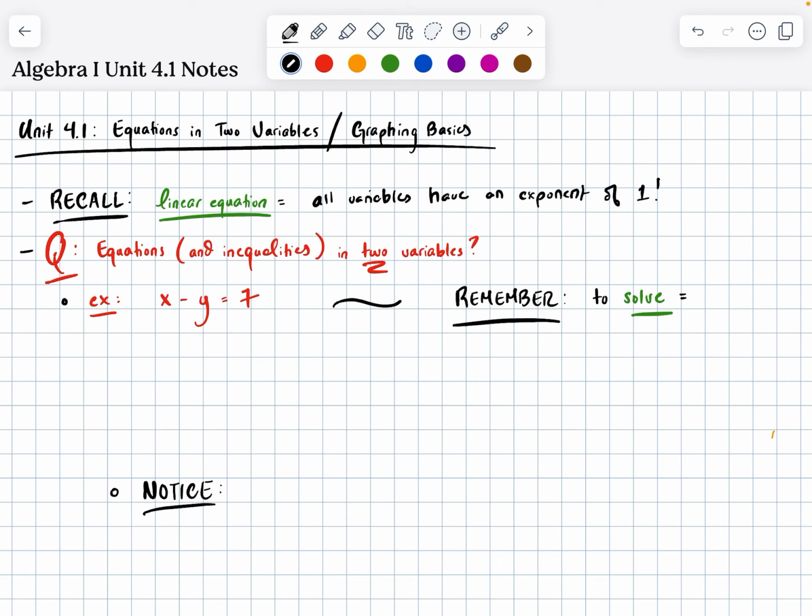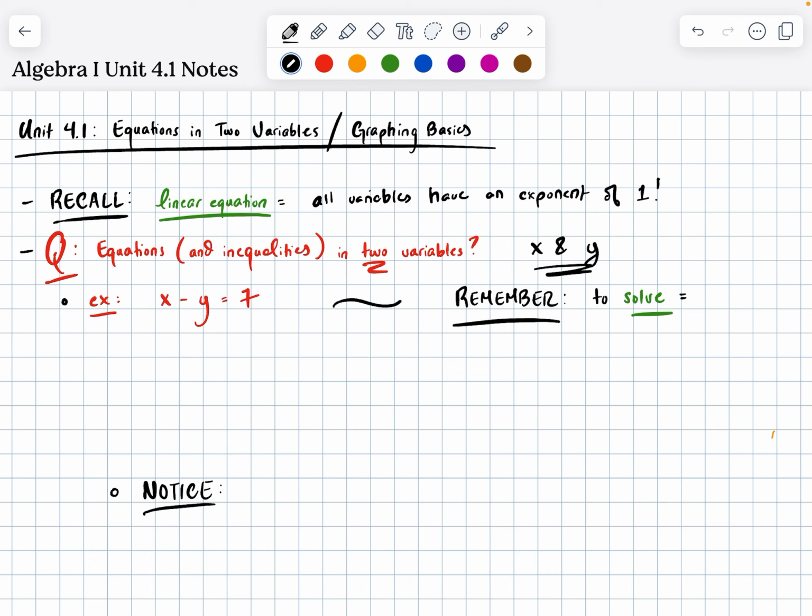I've given something away here, but for equations and even inequalities in 2 variables, by convention, usually the 2 variables that mathematicians use are x and y. So more often than not, these are the 2 variables that you're going to see. For example, take something like x minus y equals 7. If I want to solve this, remember, what does it mean to solve? What am I trying to do and how do I do it?